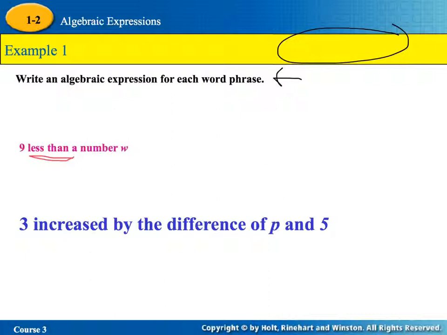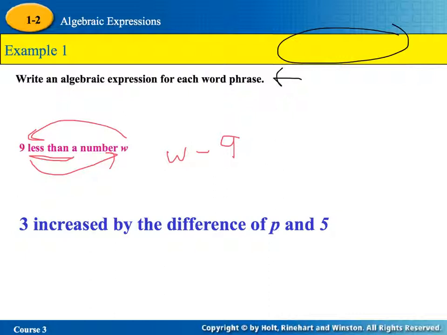Okay, same thing here. I have this less than. That less than's a little tricky. It just tells me that in my algebraic expression, I'm going to flip these two. I know less than means subtraction, but that less than means I flip it. So actually my W comes first. W minus 9. All right. Next, we have 3 increased by the difference of P and 5.